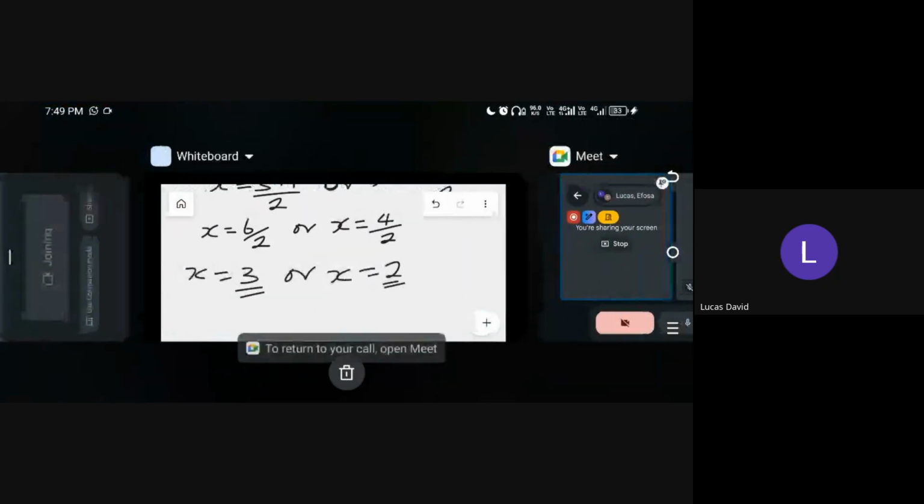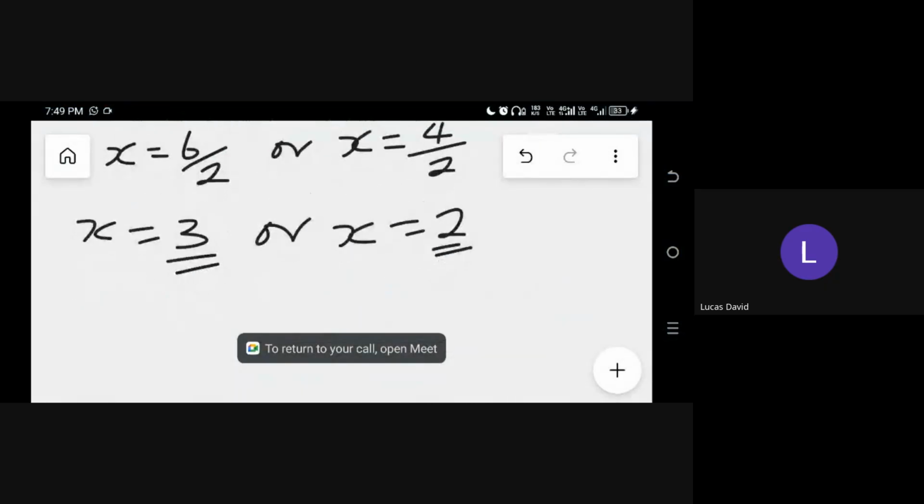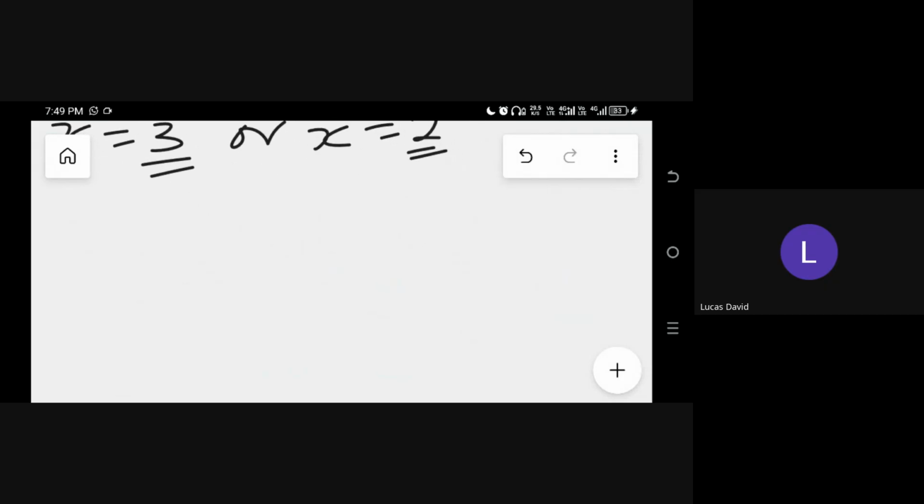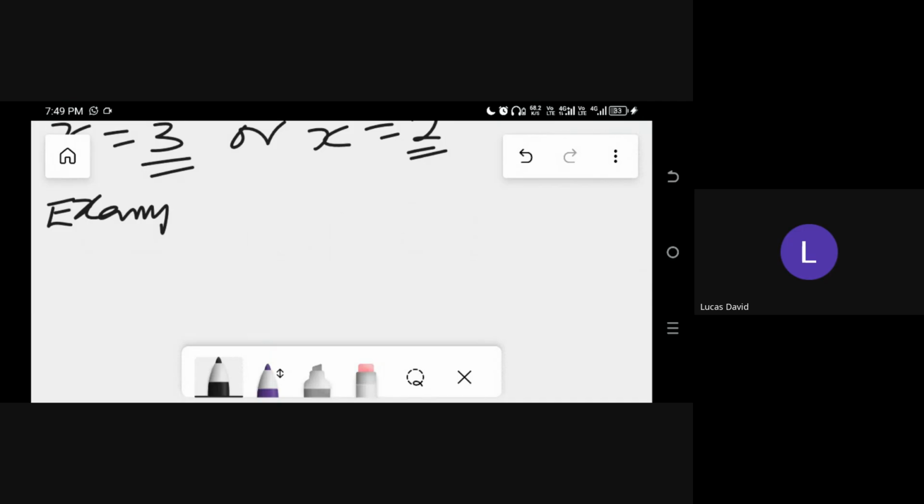Okay, so that's just one example, though. So let's look at example 2. I think we'll just be able to finish this before time expires. So example 2.